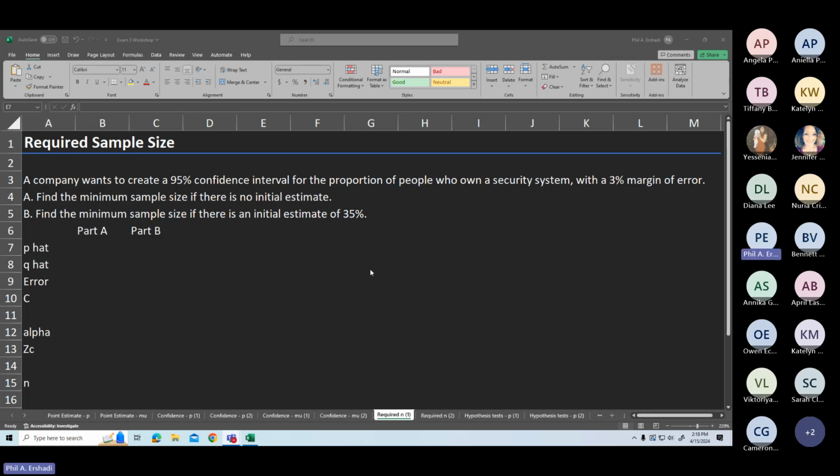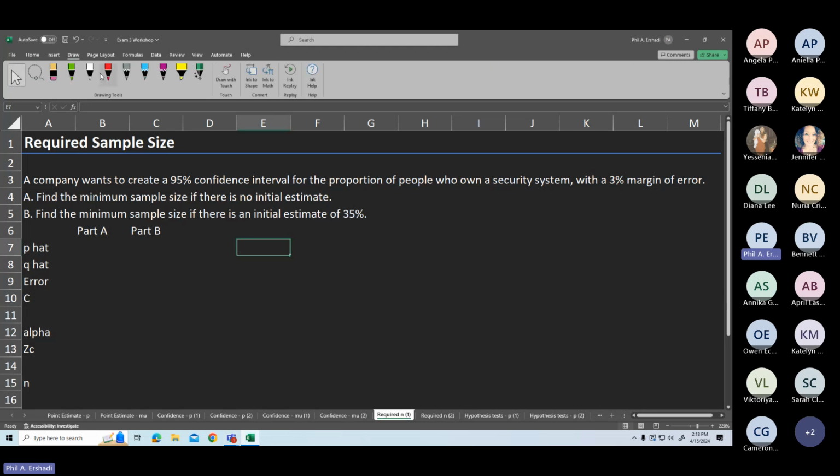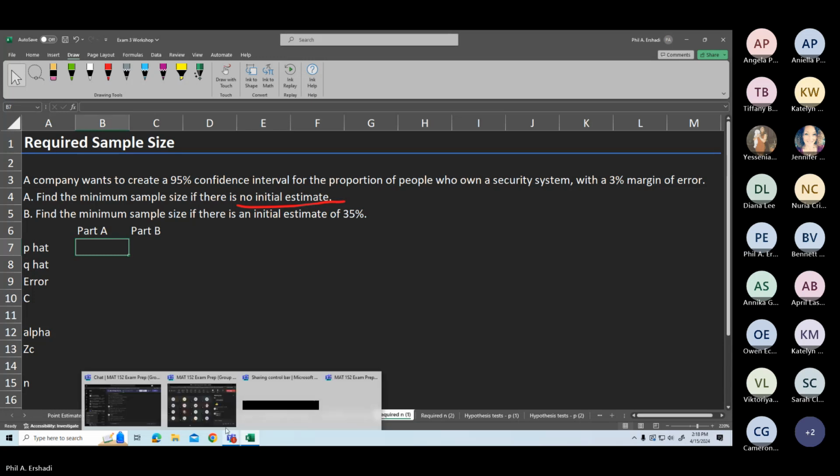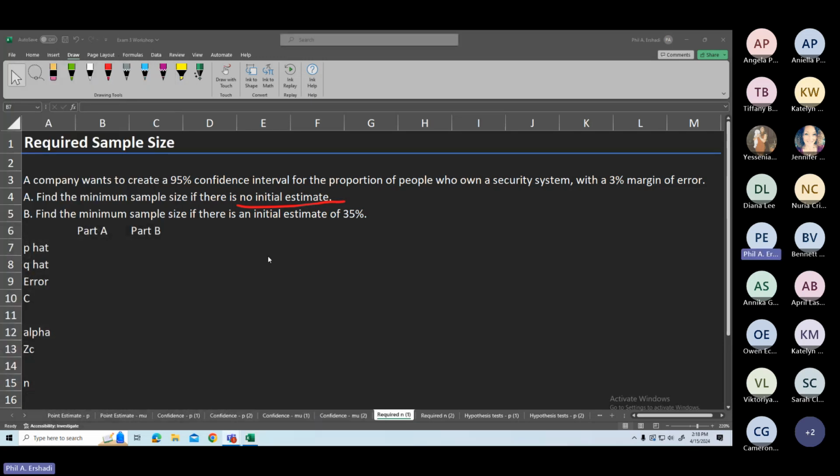So now, part A, to find the minimum sample size if there's no initial estimate. So I want to key in here on the words no initial estimate. So if there's no initial estimate, what do I put for p hat? It's 0.5. Excellent. So for part A, we're going to say 0.5 if there is no initial estimate. And then put that in for p hat. And our q hat we know is just 1 minus that.